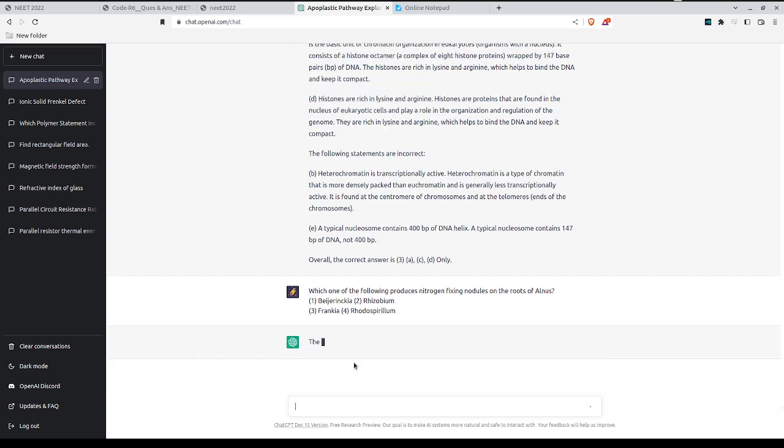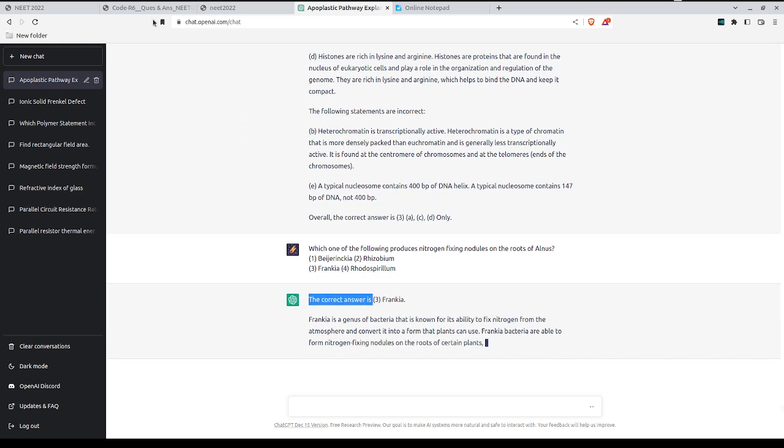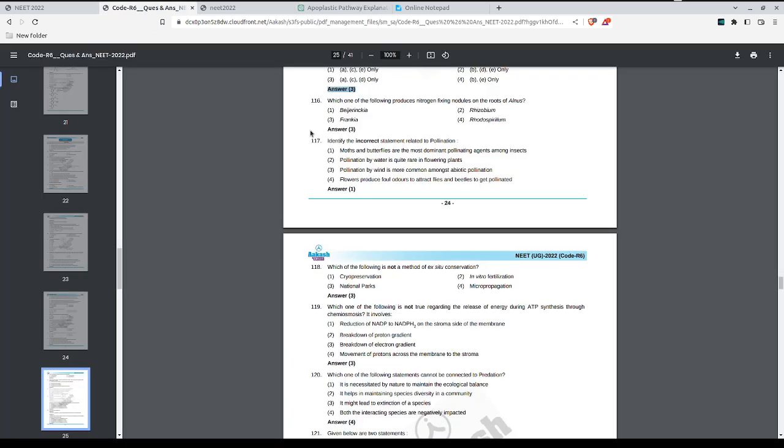Which one of the following produces nitrogen-fixing nodules on the roots of Alnus? 1. Beijerinckia, 2. Rhizobium, 3. Frankia, 4. Rhodospirillum.